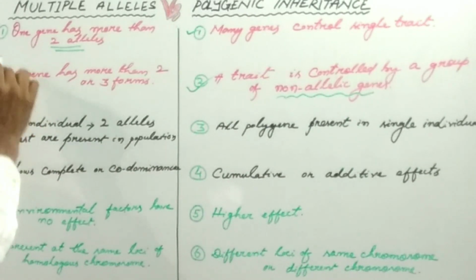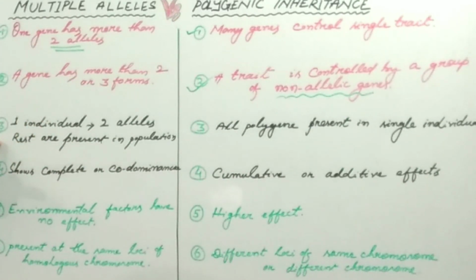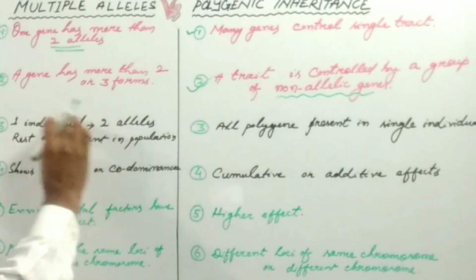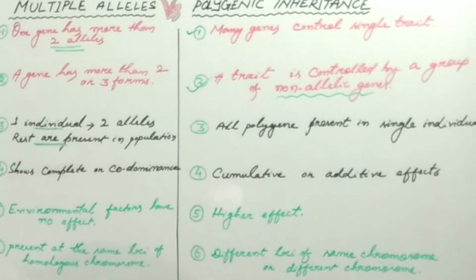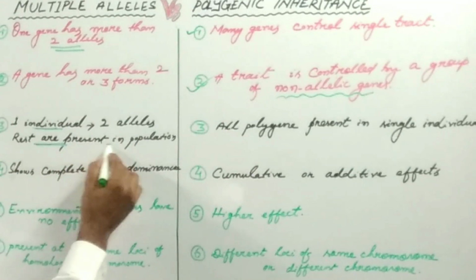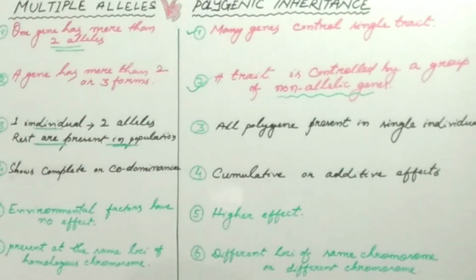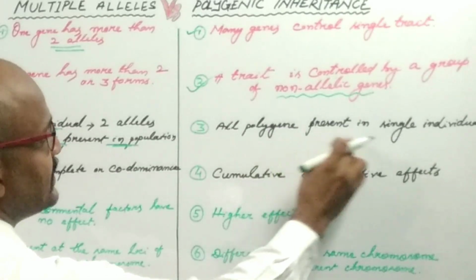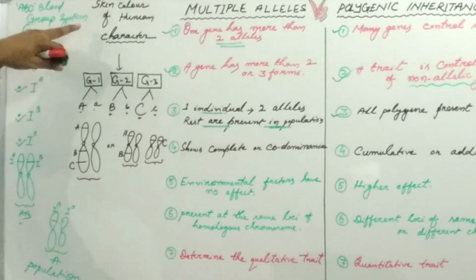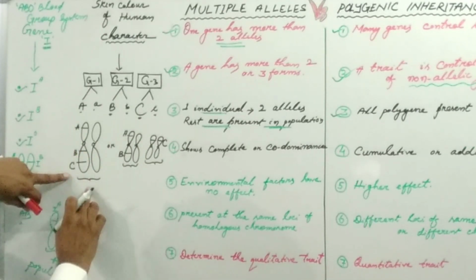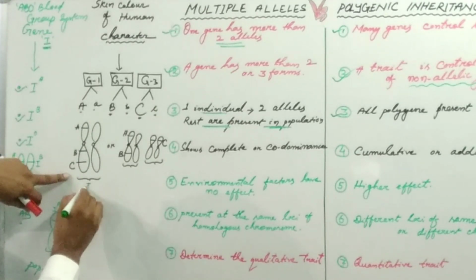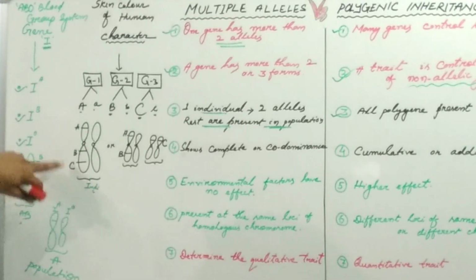Now come to the third point: one individual has two alleles. In the case of multiple alleles, out of these allelic forms, only two are present in a single individual, and the rest of the allelic forms are present in other individuals of the population. But in polygenic inheritance, all the genes are present in the single individual. I have already told you this is the single individual.